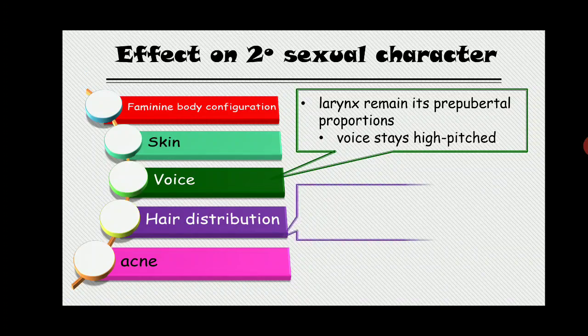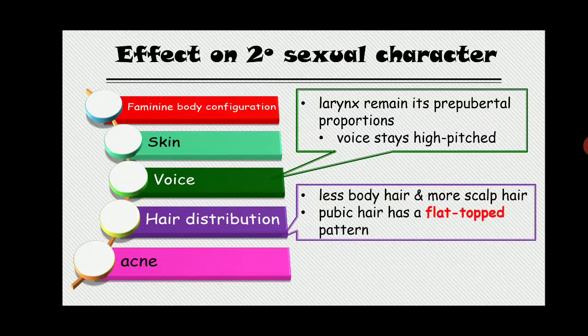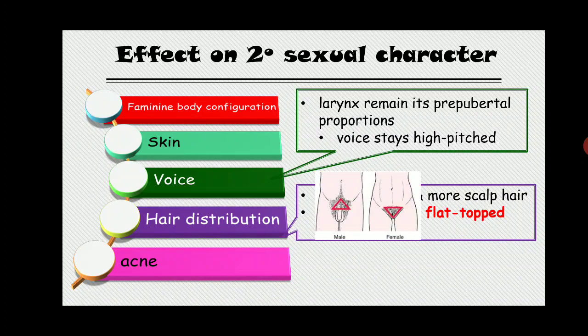Now, as far as the hair distribution is concerned, there is less body hair and more scalp hair in females, and for pubic hair, basically a flat top pattern is seen, which is also known as an apex down pattern. Let's see, this is the male and female. See, in female there is a flat top, in case of male there is a flat down. In other words, in male the pubic hair distribution is apex up, and in female it is apex down.